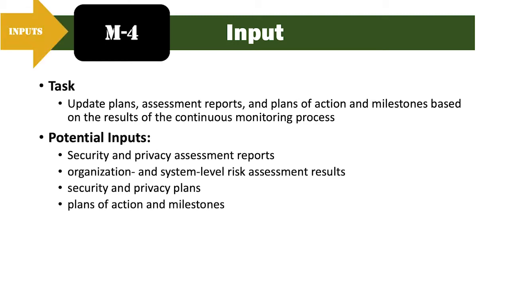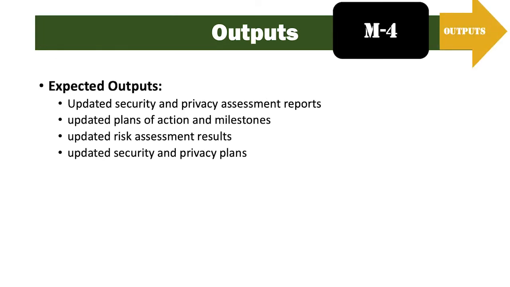Potential inputs to this task include the security and privacy assessment reports, the organization and system level risk assessment results, the security and privacy plans, and the plan of action and milestones, or what's referred to as the POAM. Expected outputs are updated security and privacy assessment reports, updated plans of action and milestones, updated risk assessment results, and updated security and privacy plans.